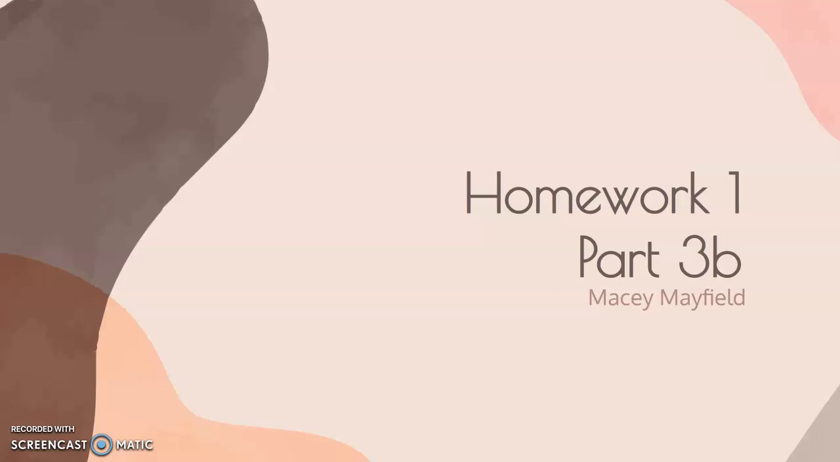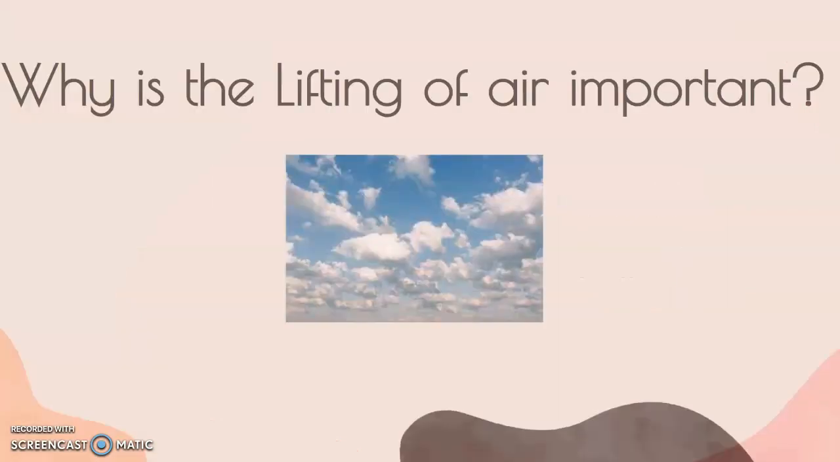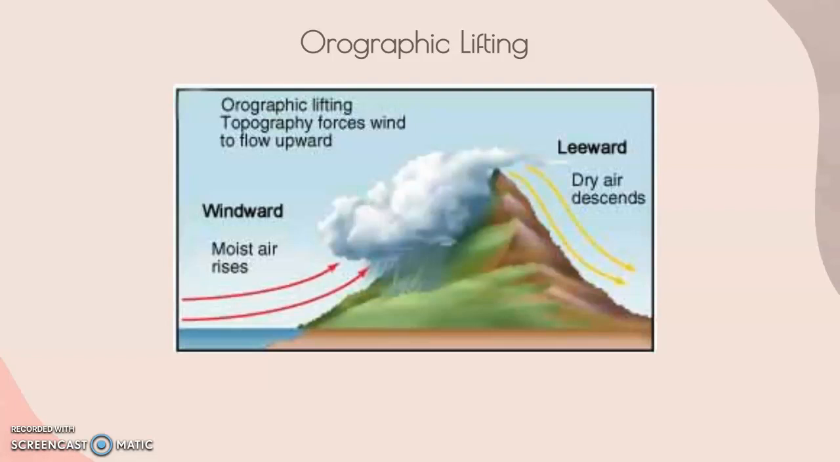First, let's discuss the lifting of air. Why is the lifting of air important? Simply put, the lifting of air is important for the formation of clouds and rain. The lifting of air happens in 4 different ways: orographic lift, convective lift, convergent lift, and frontal wedging. Today, we are going to discuss only 2 of the airlifting methods: orographic lift and convergence lift.